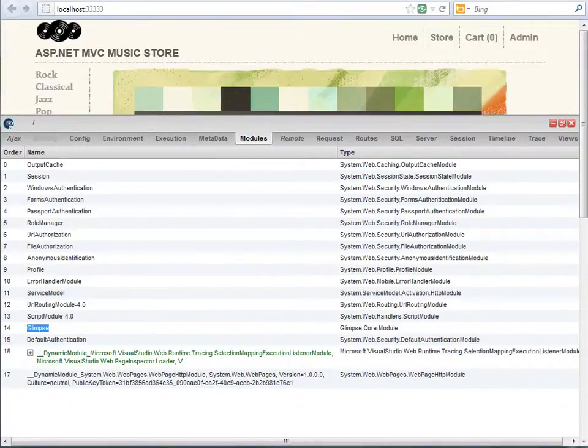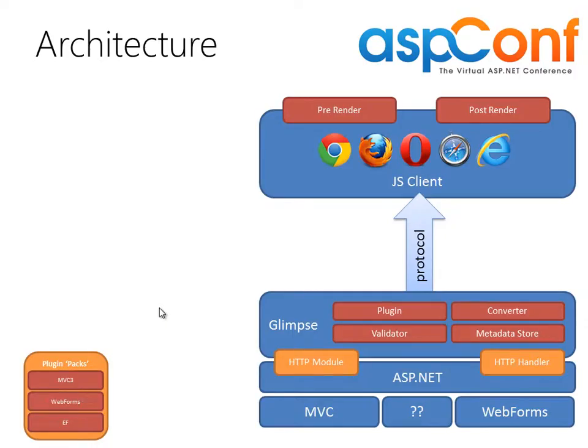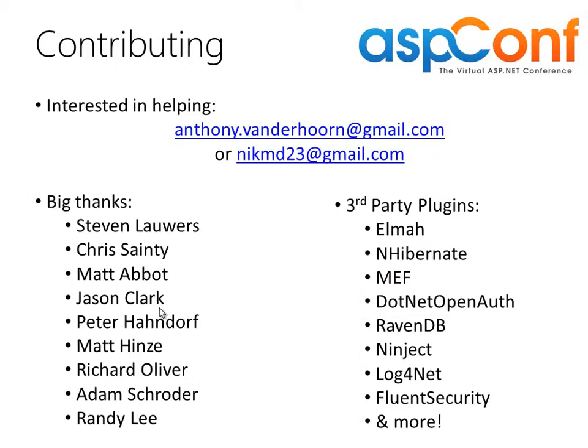So that is a little bit about the architecture of Glimpse and how you can build a custom plugin. But Glimpse is not just Anthony and I, and it is not just the plugins that we have built. There's plenty of others. So let's take a look at what else is available in the ecosystem.